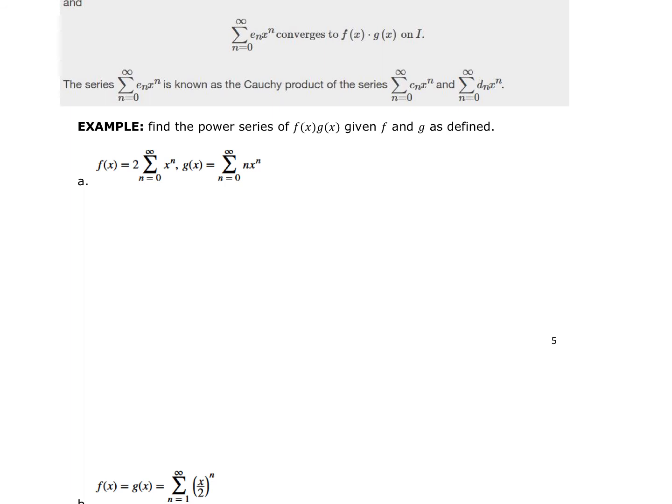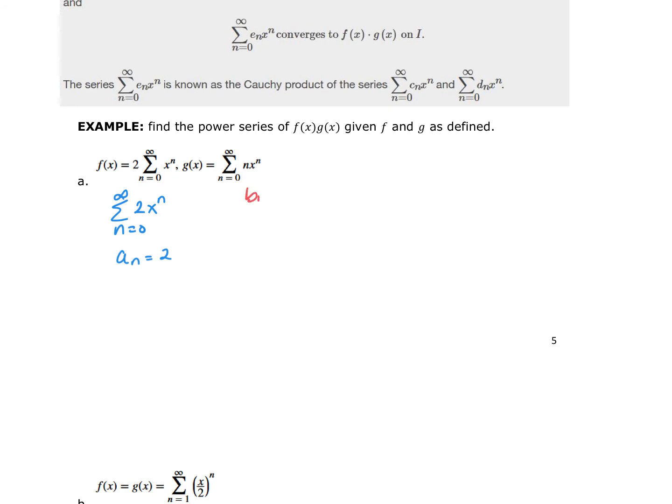Okay, so we're going to find the Cauchy product of this and from the theorem above. First thing I'm going to do is rewrite my f of x as a summation of n equals 0 to infinity of 2x to the n. And my g of x is fine. Now my a sub n is going to be 2.